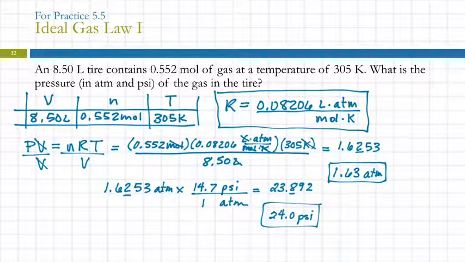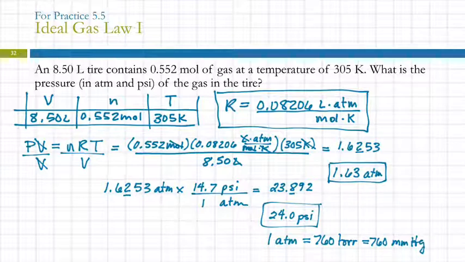Any questions? Yeah. How about the conversion factors for millimeters of mercury? I've already told you, you need to know this, that 1 atmosphere equals 760 torr, which equals 760 millimeters of mercury. You need to memorize that one. This is the only one you have to memorize. If you need any other pressure unit conversions, I'll give those to you.